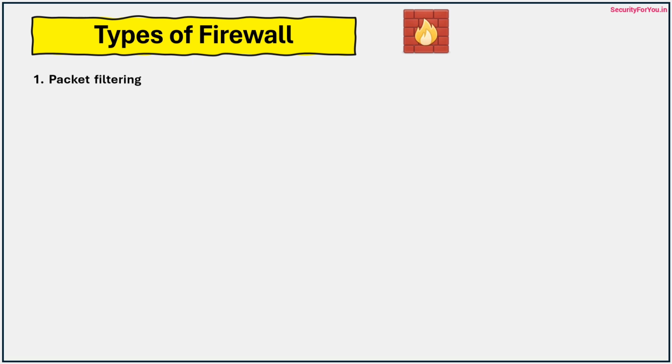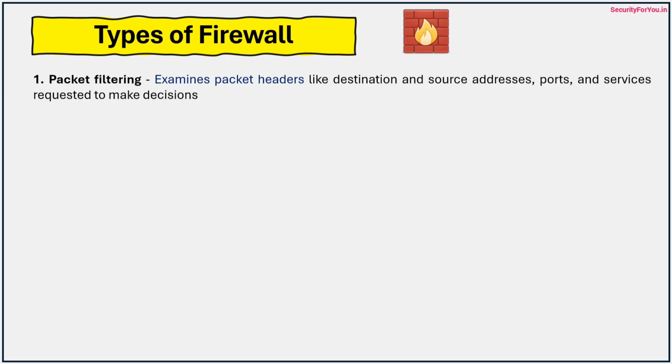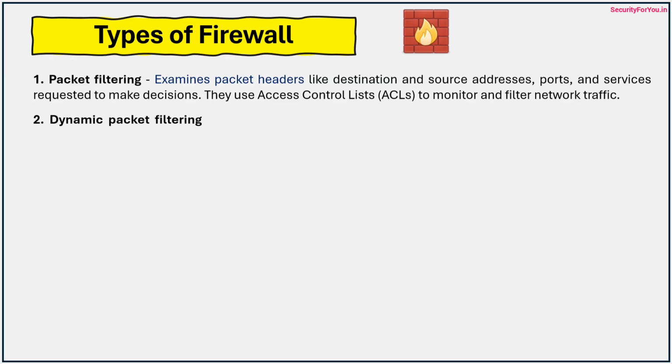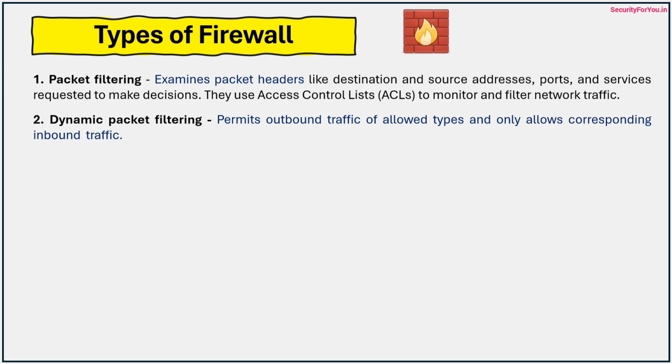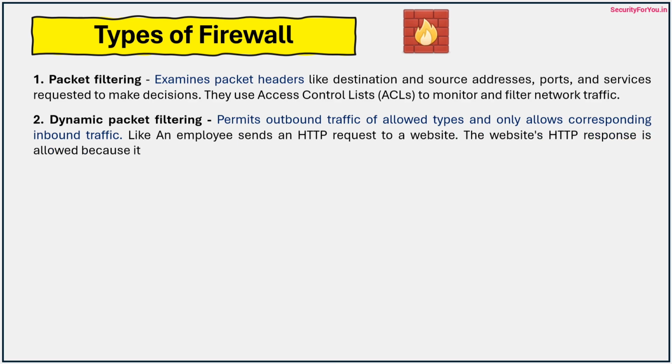First is packet filtering, which examines packet headers like destination and source addresses, ports and services requested to make decisions. And they use access control lists to monitor and filter network traffic. Dynamic packet filtering permits outbound traffic of allowed types and only allows corresponding inbound traffic. Like if an employee sends an HTTP request to a website, the website's HTTP response is allowed because it corresponds to the initial request, right?